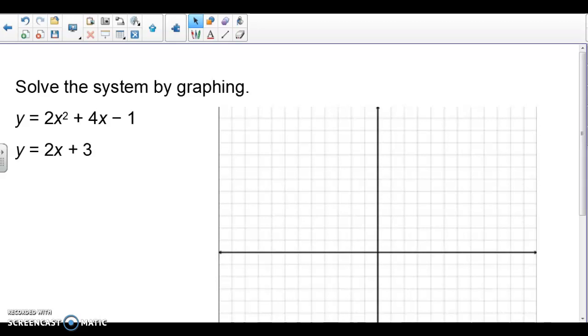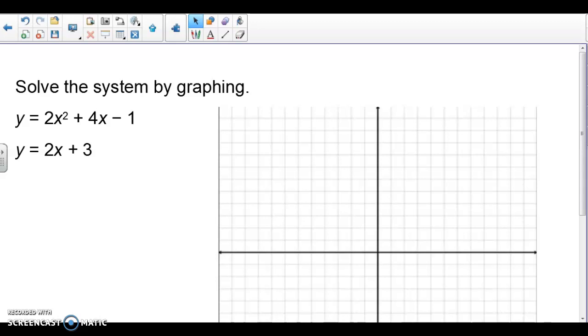Finishing up 9.5, the quadratic formula. If you have any questions on that or you need to get some extra help, make sure you're reaching out to set up a Google Meet. Otherwise, we're going to start today with 9.6.